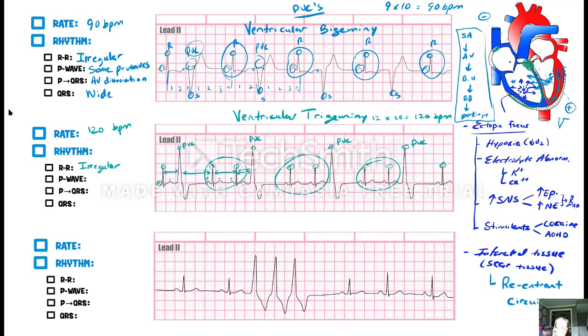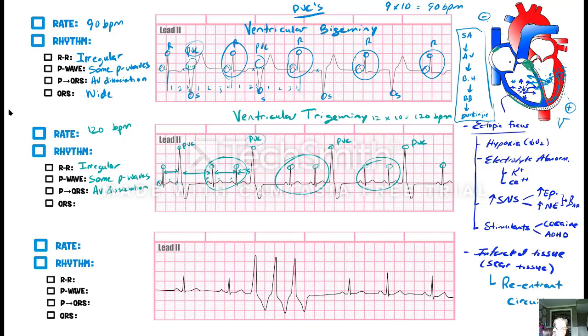All right, cool. We know that we have wide QRS complexes, right? And these are definitely our PVCs, and it's definitely irregular. We have some P waves, but some P waves aren't there. And because some P waves aren't there, in other words, there's not a P wave for every QRS complex, there's no AV association. So this is AV dissociation.